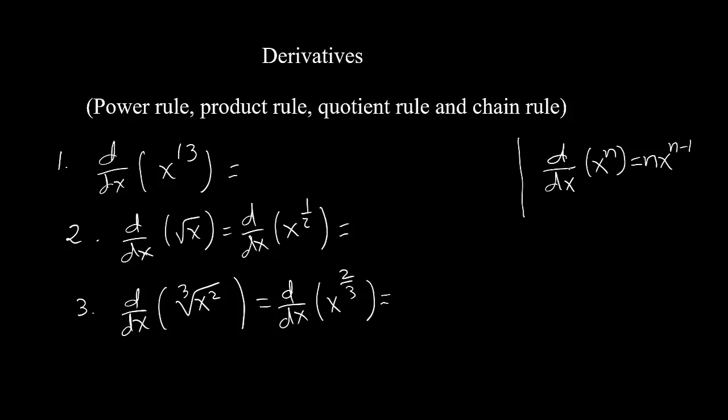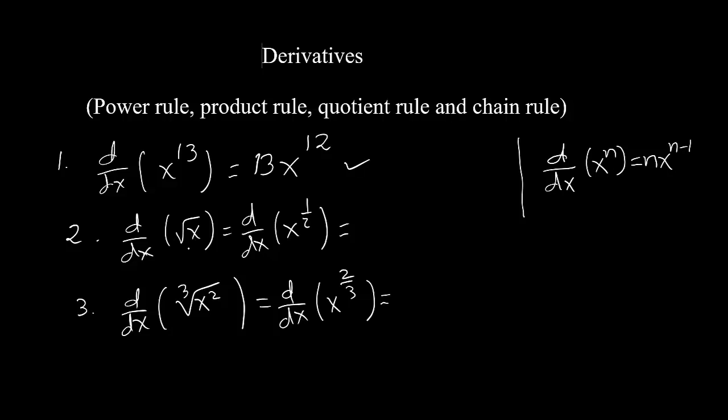And the power rule is, you have a function x to the n, where n is the power or exponent. Then you write n times x to the n minus 1, that's the derivative. So when you apply it to the first example, n is 13, you get 13 x to the 13 minus 1, which is 12. So you are done for the first one.